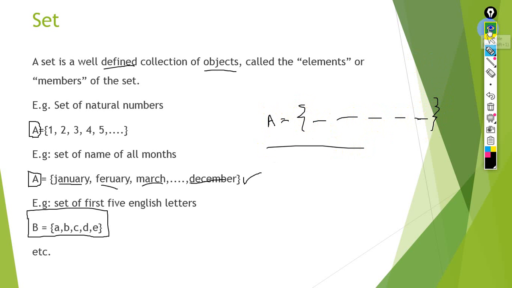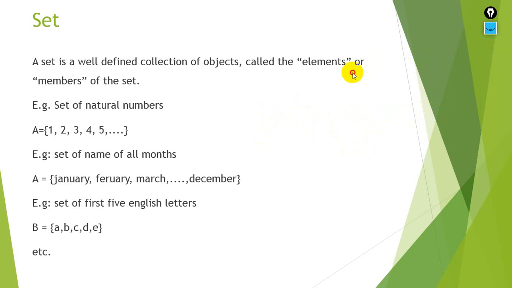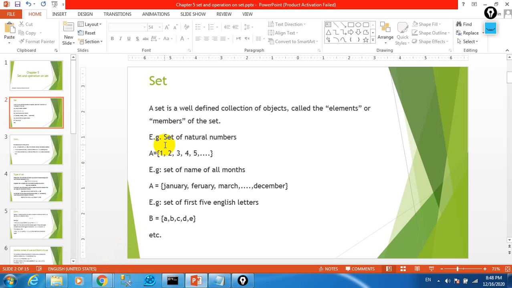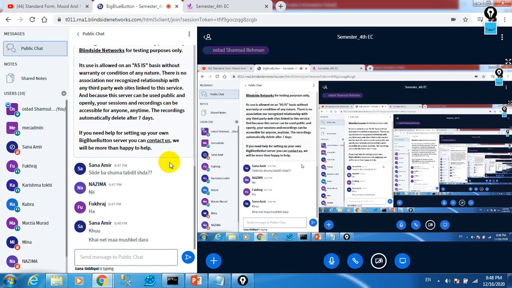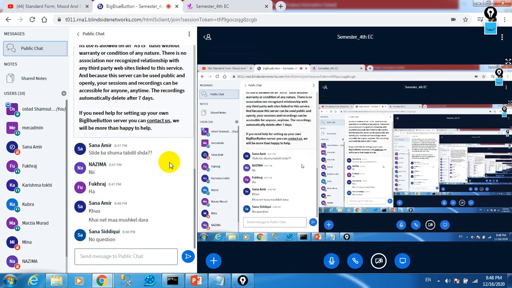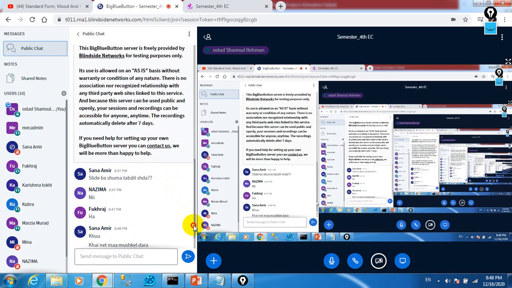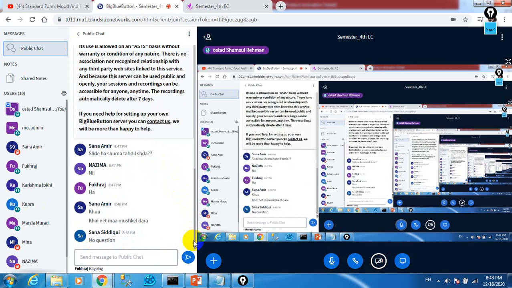कदम सवाल है the set. Do you have any question related to set? Screen ما شیر نیست با شما.